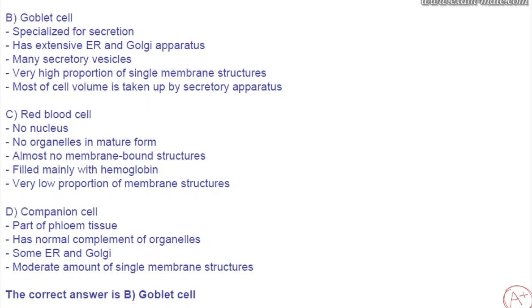C. Red blood cell. No nucleus. No organelles in mature form. Almost no membrane-bound structures. Filled mainly with hemoglobin. Very low proportion of membrane structures.